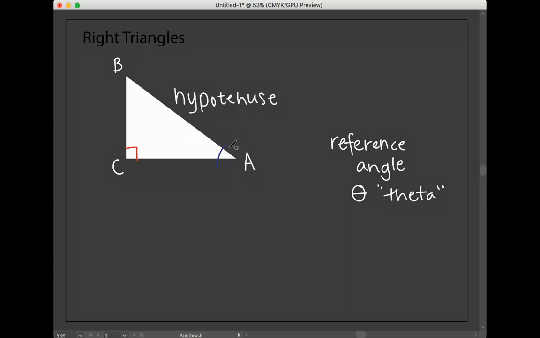Now that we've decided that A is the angle to which we are referring, we can decide which side will be adjacent and opposite of A. If you look at your angle here, every angle is formed by two sides, the hypotenuse and one of the legs. When this is the angle to which you're referring, the other side it's formed by is the adjacent side. So this side is adjacent to angle A.